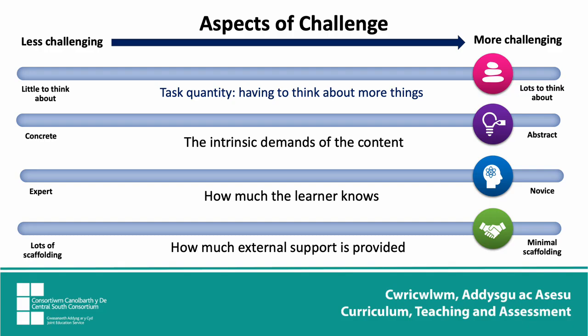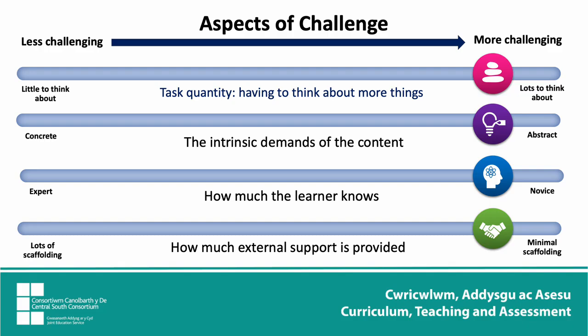We can't assume that they know how to structure paragraphs, even if they've been taught it. We can't always assume that. So again, this is where our checking for understanding is really useful, because then we can calibrate this based on how expert our learners are. And then finally, how much external support is provided. So once we've calibrated these top three, we can adjust this bottom one with scaffolding to adjust it to the level of challenge that we want.